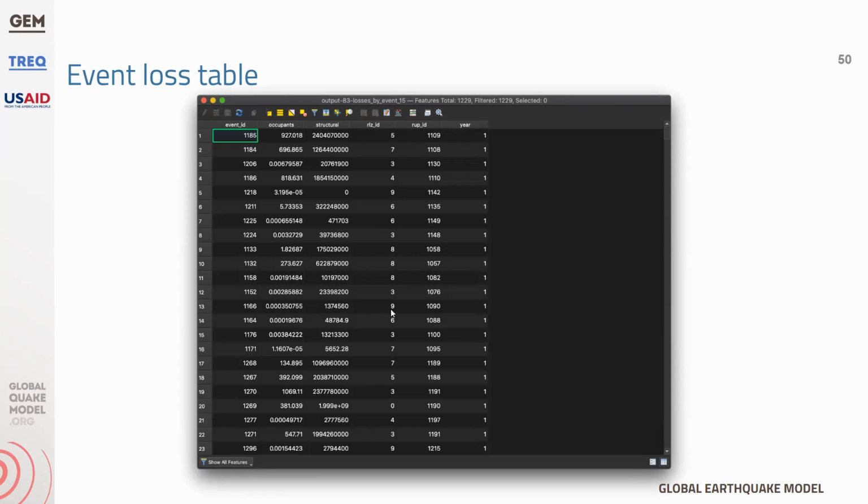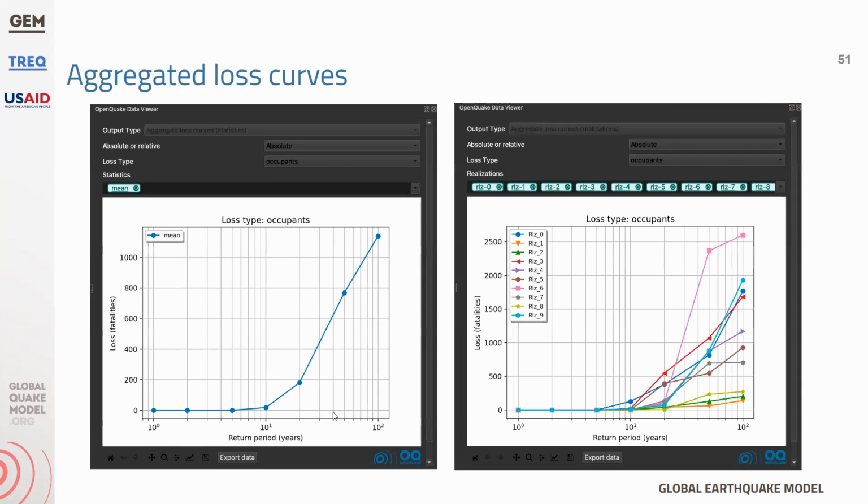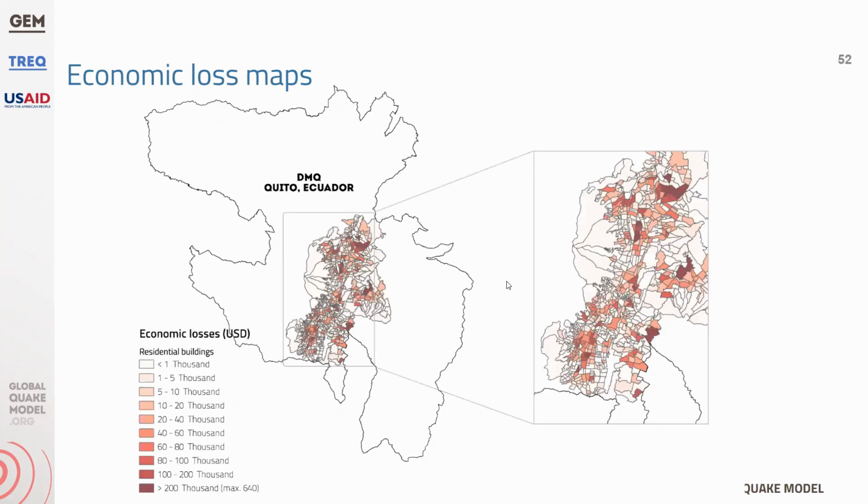We are also going to explore the event loss table today. So perfect. We are also going to see the aggregate loss curve, and we will see that we can ask OpenQuake to give us the mean curve, or we can ask OpenQuake to give us the curve for each realization as well. And last, we're going to see the economic losses. So we are going to generate economic loss maps. So this is what we will be doing today.